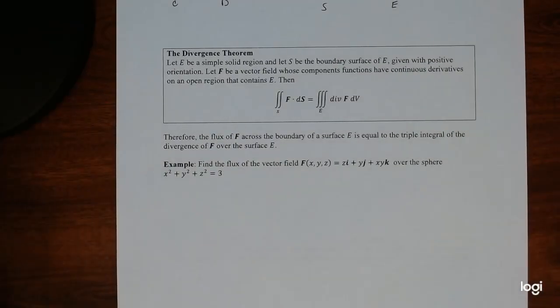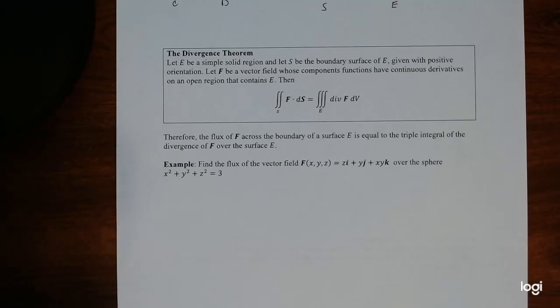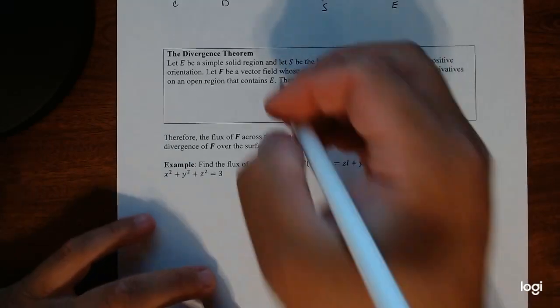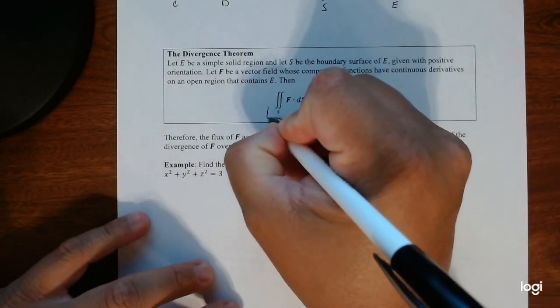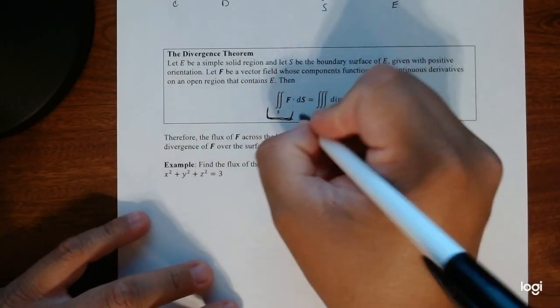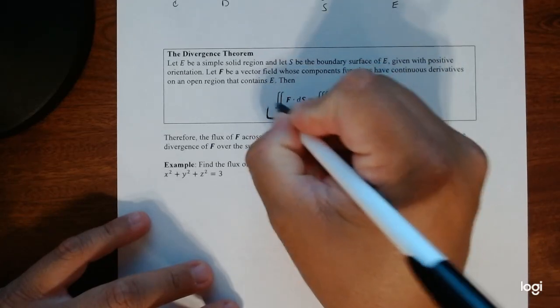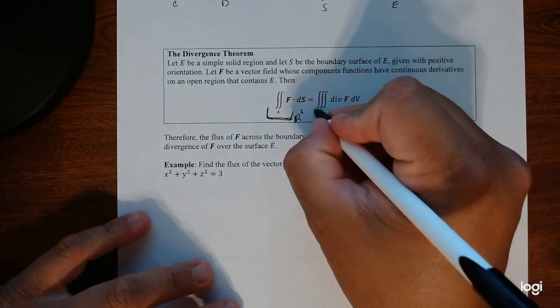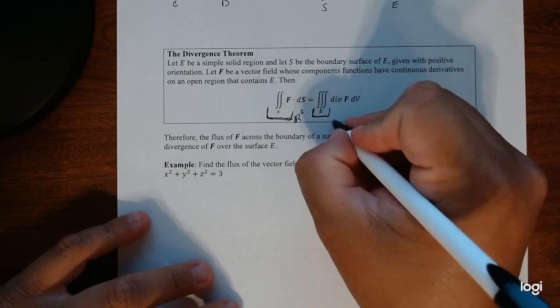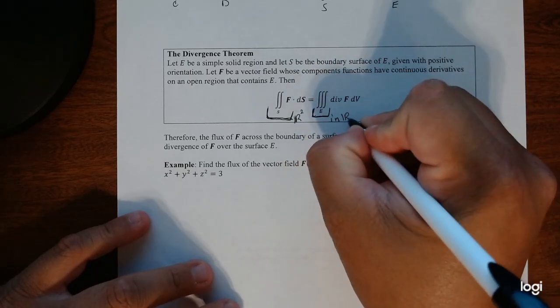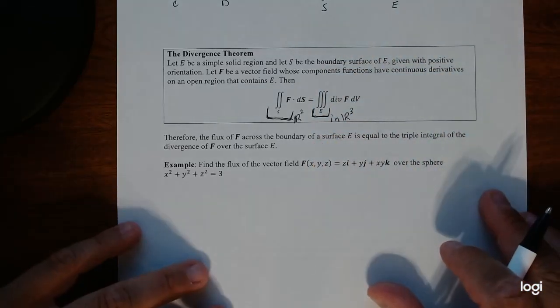And that's our divergence theorem there: let E be a solid region, and let S be the boundary surface of E, given with positive orientation. Let F be a vector field whose component functions have continuous partial derivatives. So therefore, we have this portion here. Now the key thing is, remember, this is a surface integral. So we're taking a surface integral in R2 and relating it to a region in R3, which is pretty interesting.